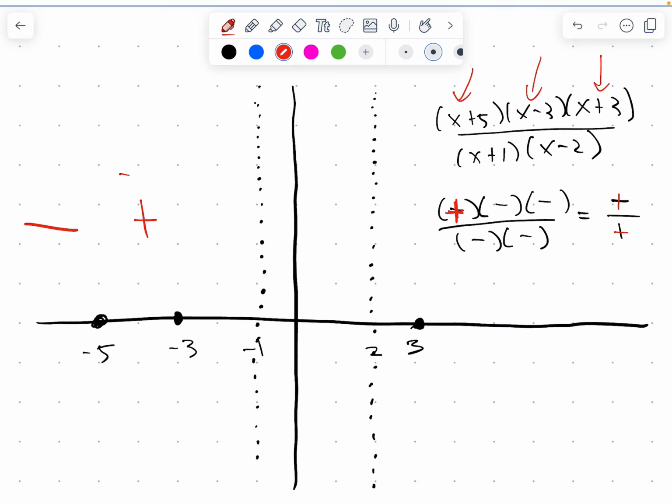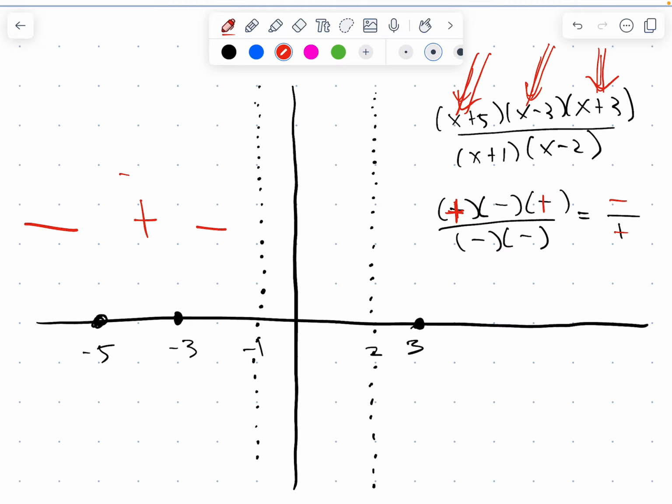All right. Now we're going to test something between -3 and -1. Let's try -2. If we plug -2 in here, -2 minus 3 is still negative. -2 plus 3 is positive, so that flips that one. -2 plus 1 is still negative, -2 minus 2 is still negative. So now on the top, that flips back to negative. Negative over positive is negative.